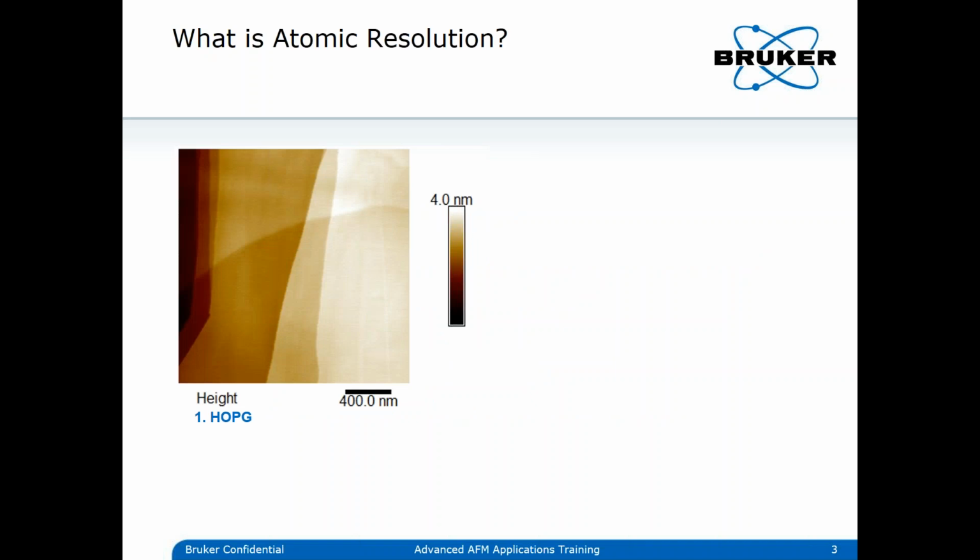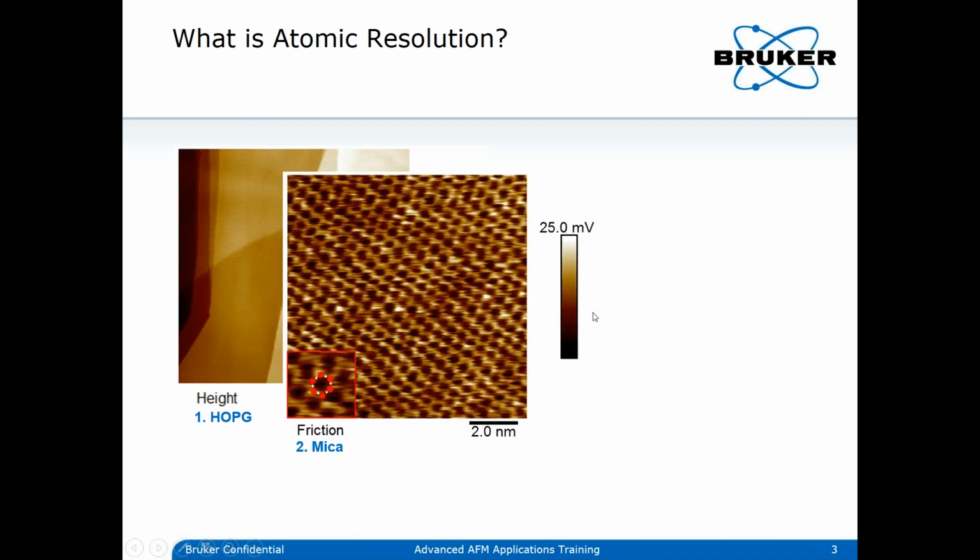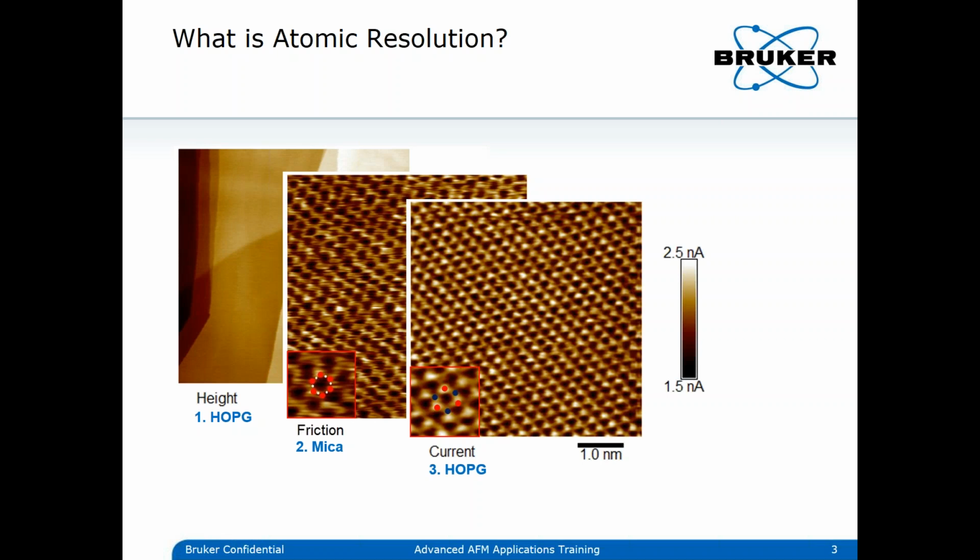So HOPG, for instance, again, you can have a 3D image on a larger surface. You can see single steps there. If you go then for the mica, you can see here atomic single oxygen atoms on the surface, from the mica layers, contact mode with an AFM.